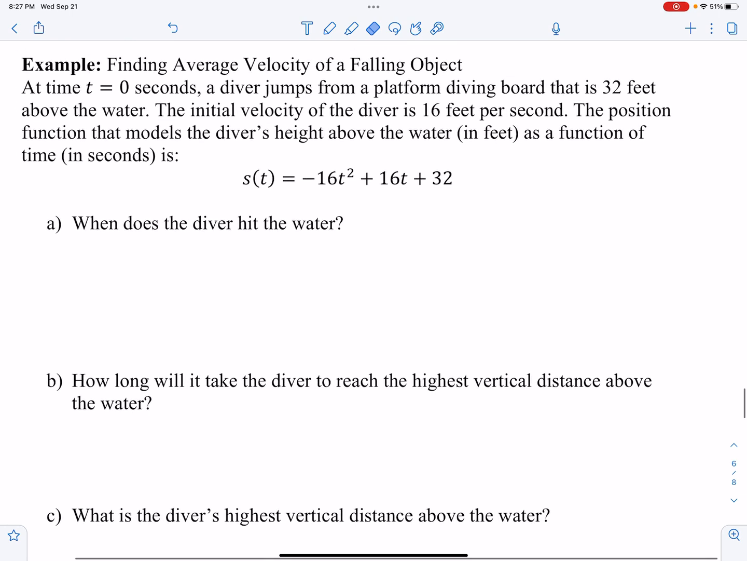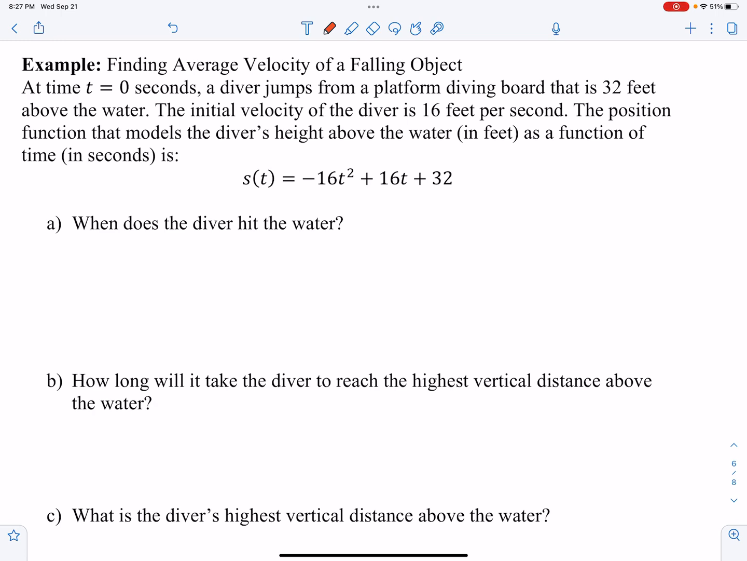So let's look at this situation. At time t equals 0 seconds, a diver jumps from a platform diving board that is 32 feet above water. The initial velocity of the diver is 16 feet per second. The position function that models the diver's height above the water in feet as a function of time in seconds is S of t equals negative 16t squared plus 16t plus 32. When does the diver hit the water?